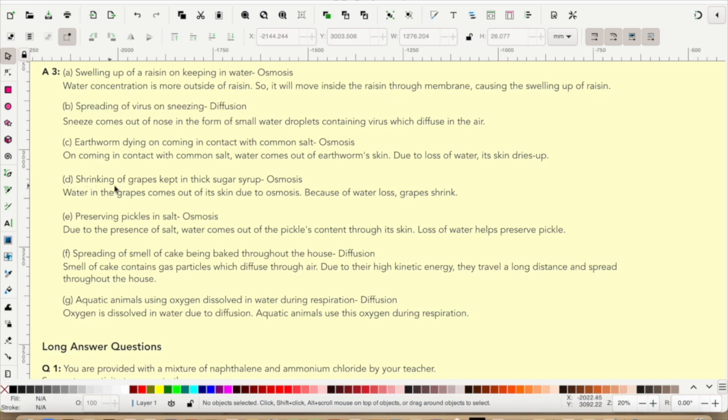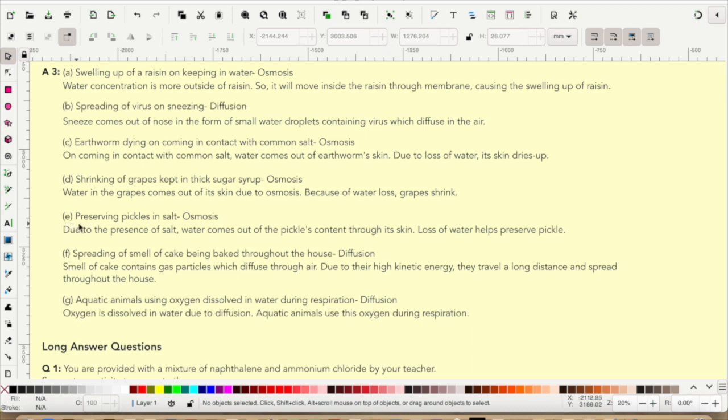Fourth part, shrinking of grapes kept in thick sugar syrup. This is osmosis. Water in the grapes comes out of its skin due to osmosis. Because of water loss, grapes shrink.